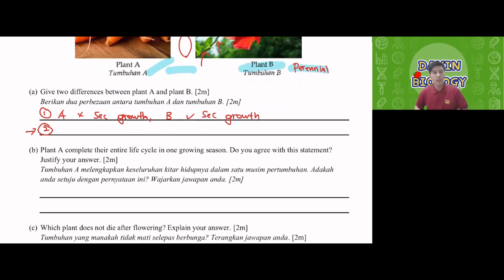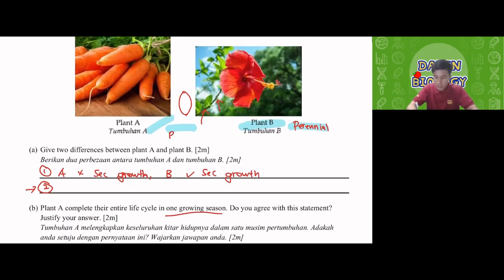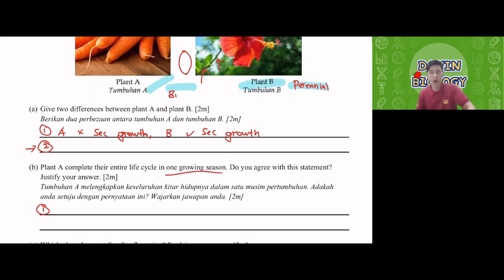Okay, let's do another one. A completes its life cycle in one growing season. Do you agree with this statement? Justify your answer. Guys, agree or not? Yes or no? Is it correct? One growing season only. Come on, faster. Yes or no? No, right? Definitely, it's not correct. Do you really see what a biennial plant is, Mark, just now? So bi, how can it be one? Bi is 2 years.